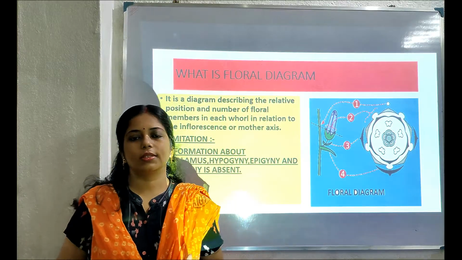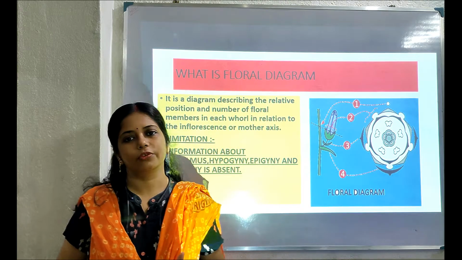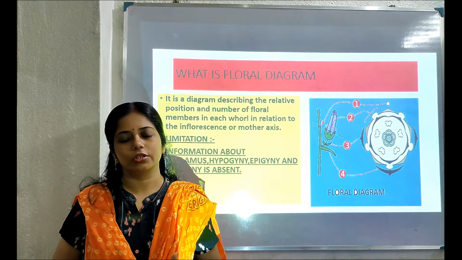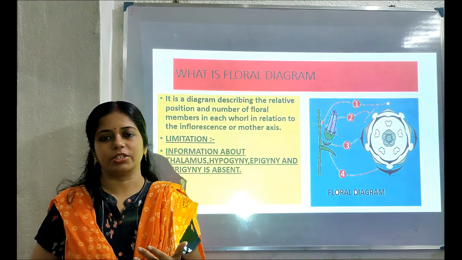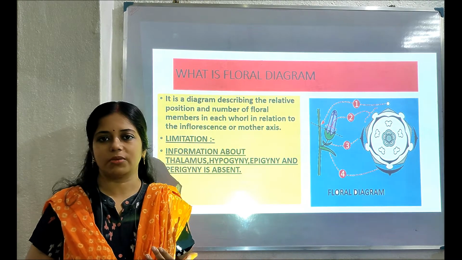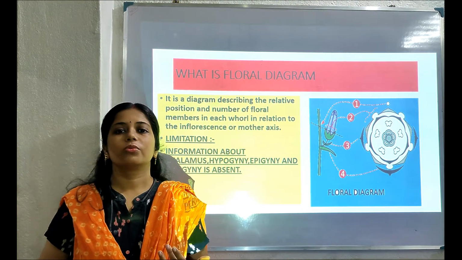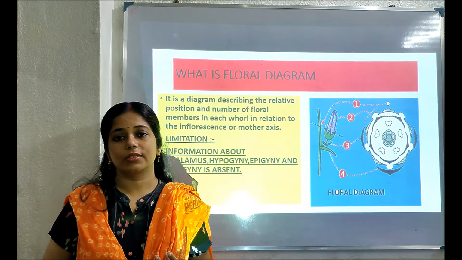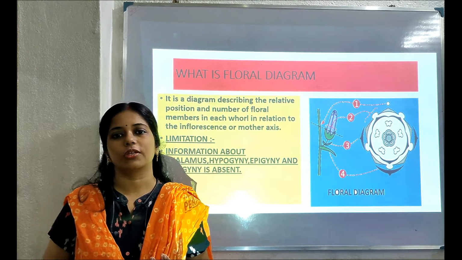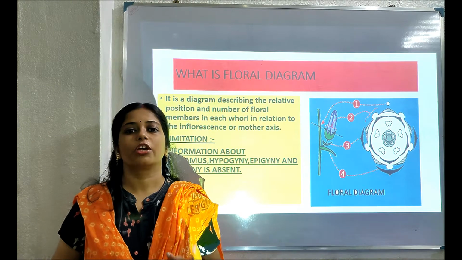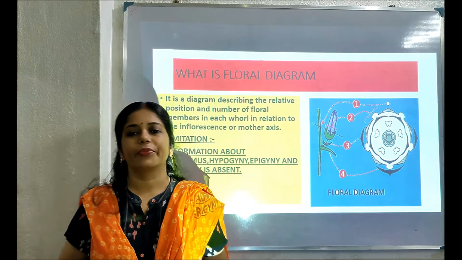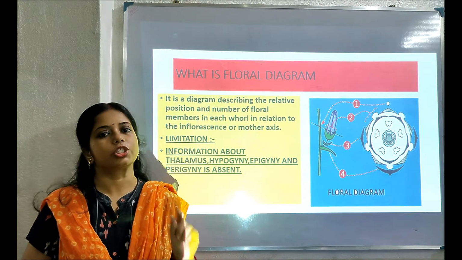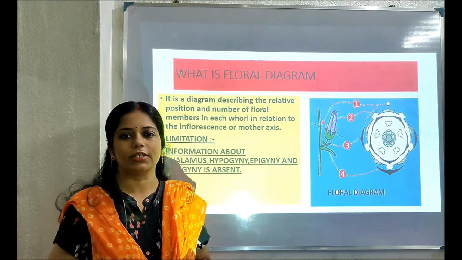Okay. So students, till now we have learnt about the floral formula. But there are some limitations of the floral formula. What are those? We do not get any information about the estivation of different members of the flower. We do not know the information about placentation, inflorescence, and also we do not get any information about the types of fruit from the floral formula. So to get the information about estivation and placentation, we have to follow the floral diagram.